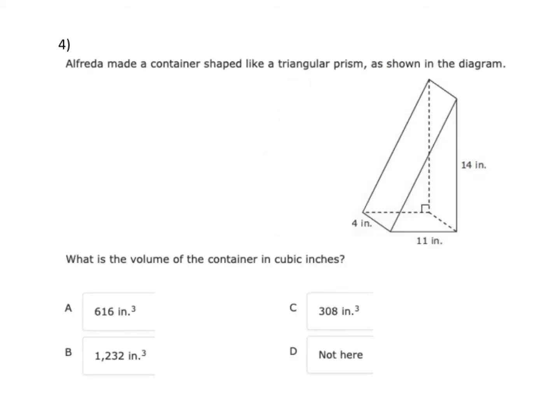Number 4 says Alfreda made a container shaped like a triangular prism, as shown in the diagram. What is the volume of the container in cubic inches? So a very important part of this sentence is triangular prism. That tells us that the triangle is the base of our shape. So we're going to highlight the base of the shape, which is that triangle.